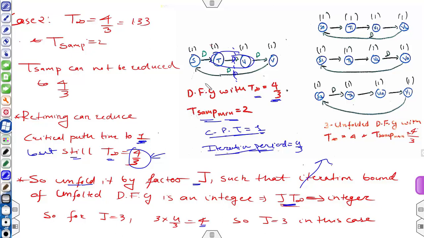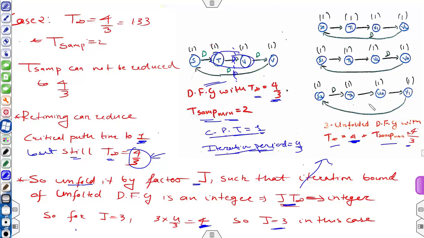So you have to unfold this DFG 3 times. Okay, so the 3 unfolded DFG is given. T iteration is 4. We have calculated that, and based on this calculation we have unfolded it, and T sampling minimum will be 4 by 3, that is 4 by j.